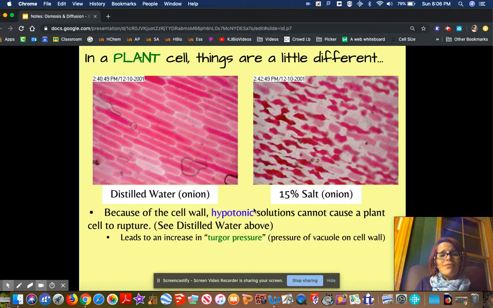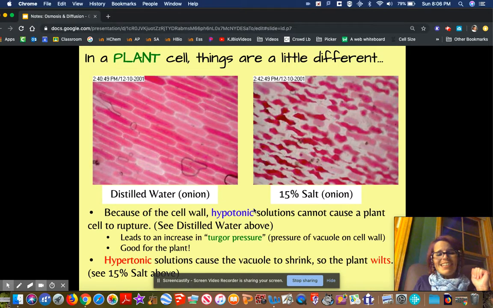You know what? I'm going to have to stop this in about 30 seconds, so I've got to talk fast. It's good for the plant. Hypertonic solutions, which is what happens on the right, is when we put plant cells in salt water and it sucks the water out. That's what happens in Minnesota in the winter. We put salt on our roads and the water causes the plants to shrivel up. That's bad for plants.